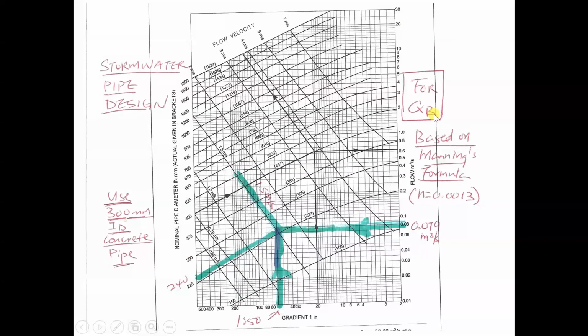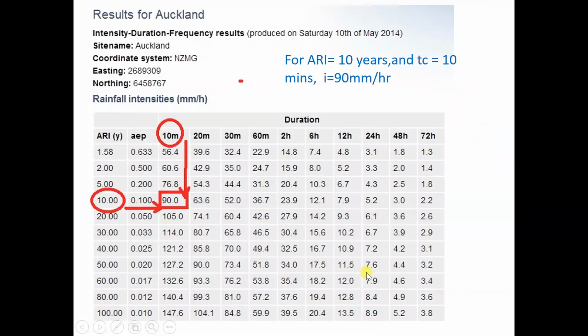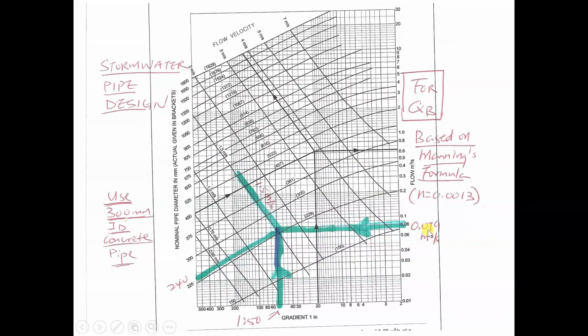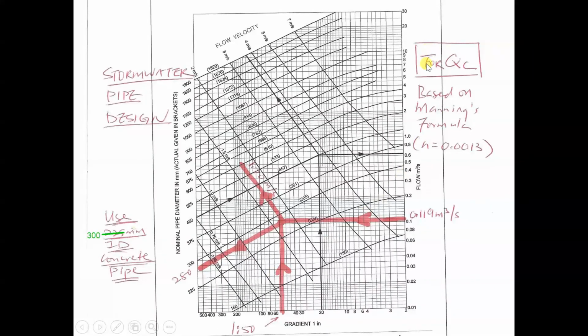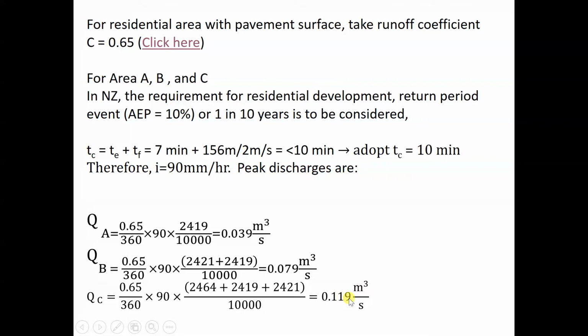The next one is QB. The QB, just now we looked at, is 0.075. So with 0.075, we draw a green line horizontally, and we still use the 1 in 50 gradient. Then we draw a line parallel to this green line, and we find it's 240. So the next bigger size, we have to use the 300. The next one, QC, is 0.119 meter cube per second.